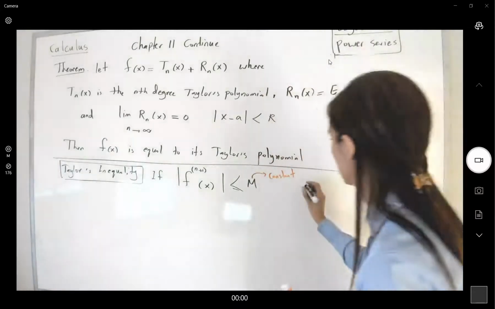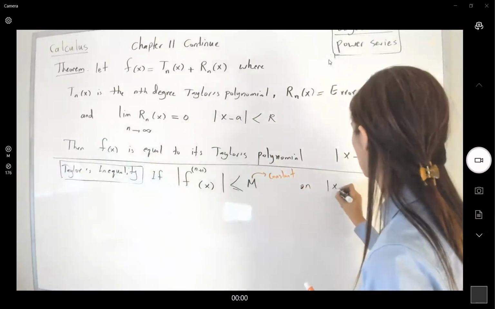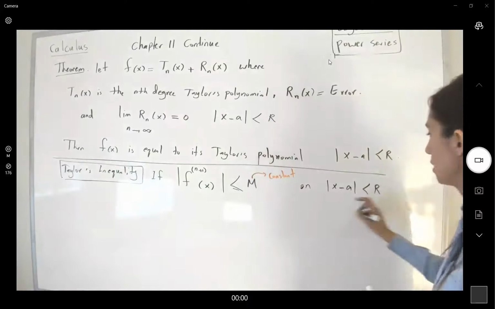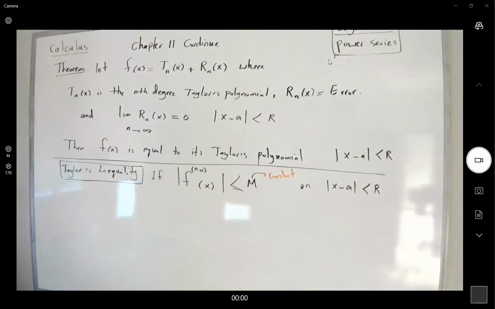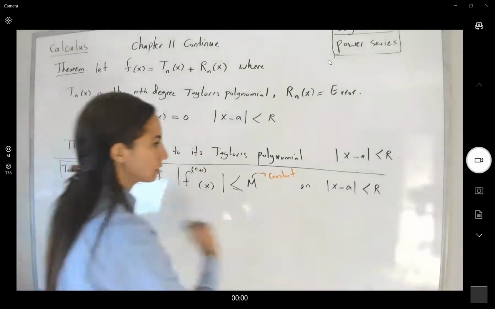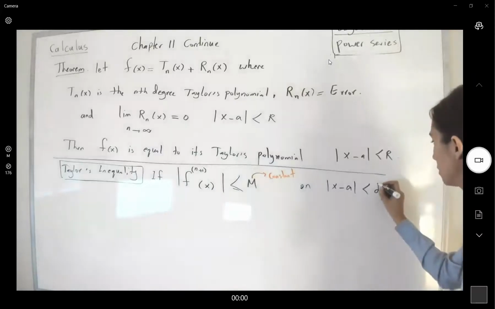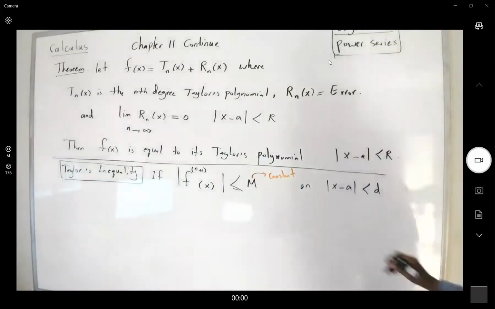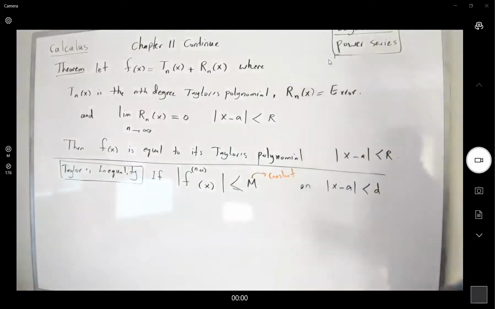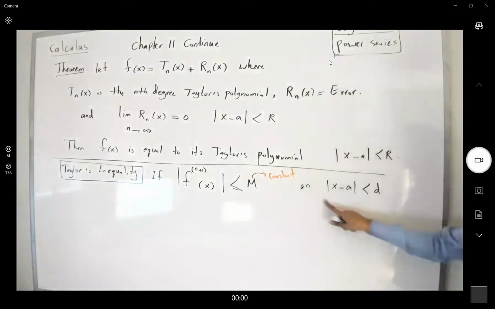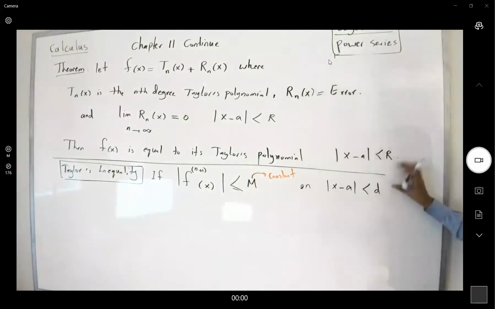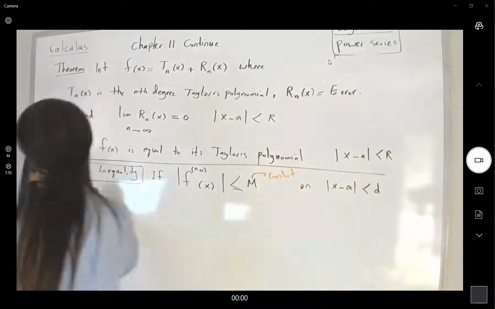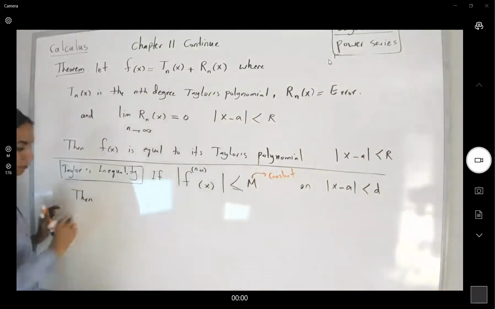over the absolute value of x minus a less than R, when the distance between x and a is less than R, then let's just write D instead of R to avoid confusion. So if the higher derivative of your function is less than or equal to M over the distance between x and a less than D, D is just another number, let's distinguish these two, R and D, then we have the following condition.